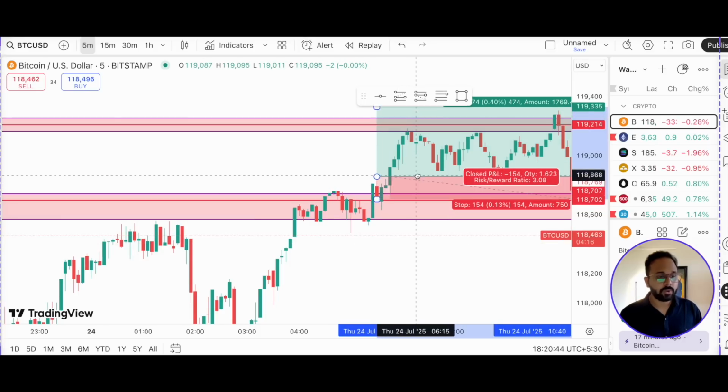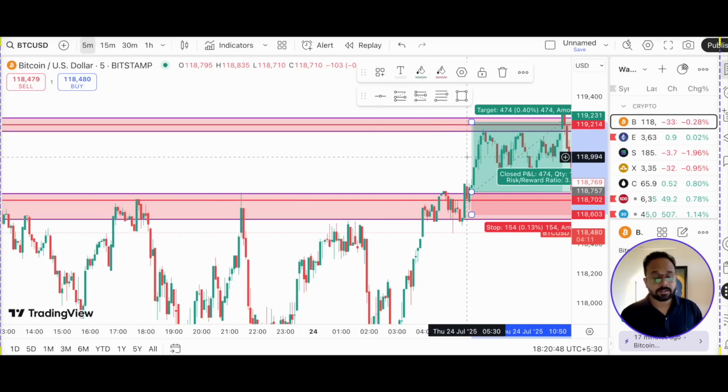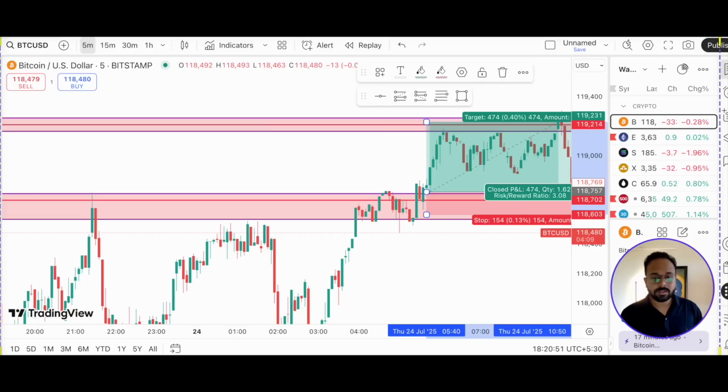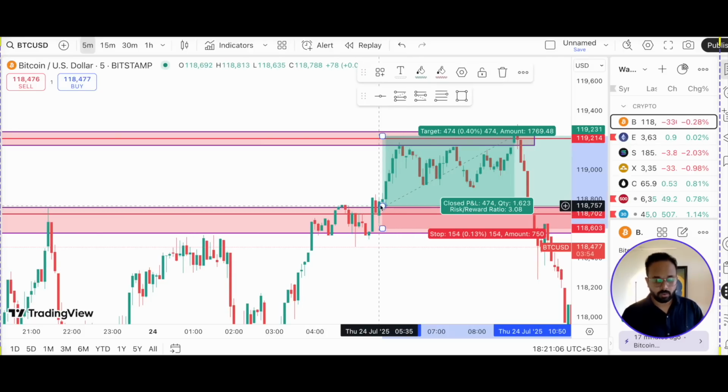That time what you have to do, you have to wait for the retest zone, because once a resistance level breaks, what will it become? Once a resistance level breaks, what will it become? It will become the support zone. So you will wait for the support, then you will take re-entry in the market. Okay, that's how the logic works. Whenever there is a big candle, you should not be looking for entry.